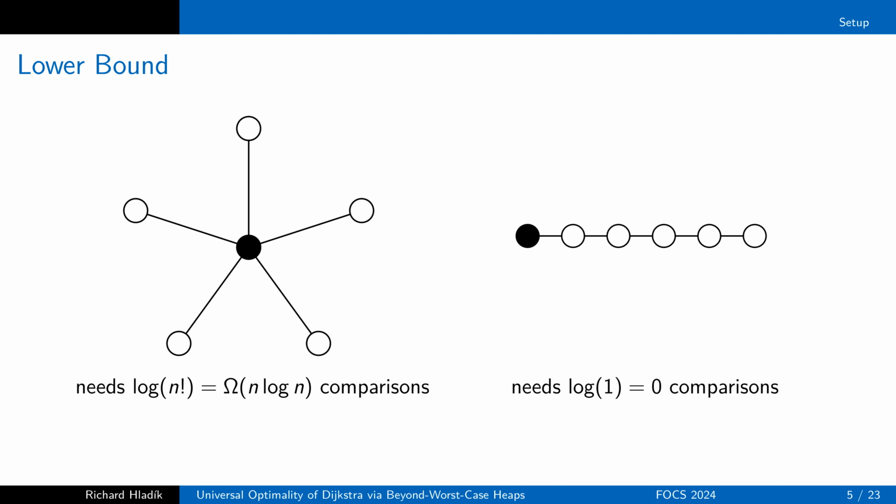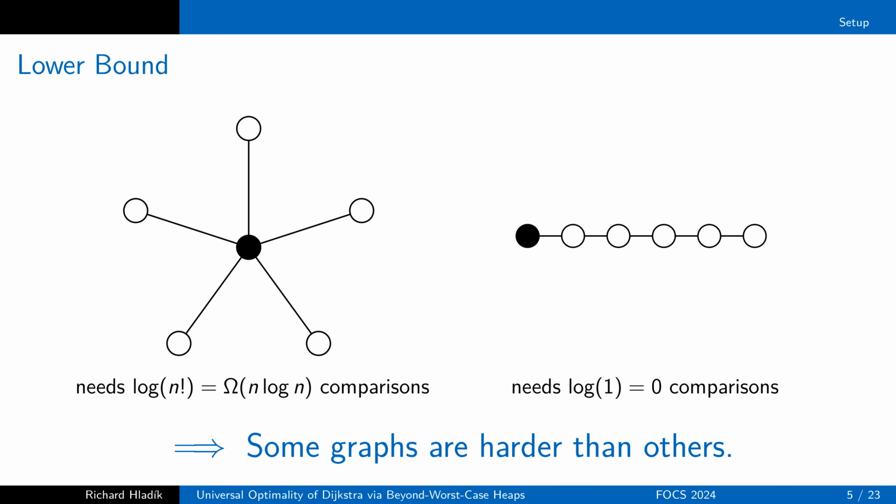But look, if we look at this path, which actually has the same number of edges and vertices, then on this path, the problem is trivial, because this path only has one possible distance ordering, namely the one that goes from left to right. And so there is a trivial algorithm that just outputs this unique ordering and doesn't do any comparisons at all. So what this example shows is that some graphs are harder than others.